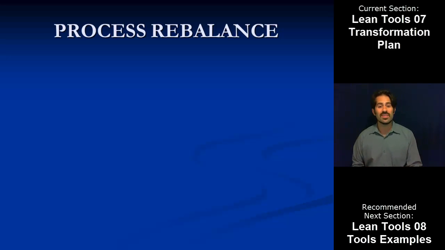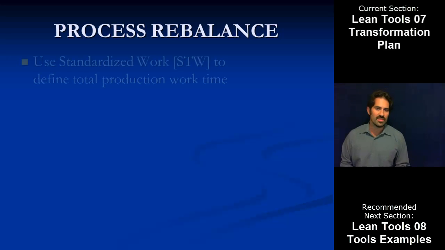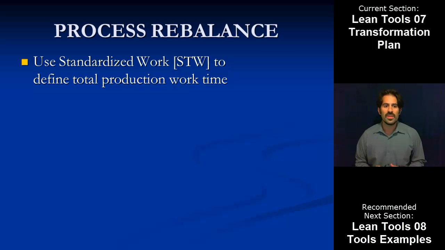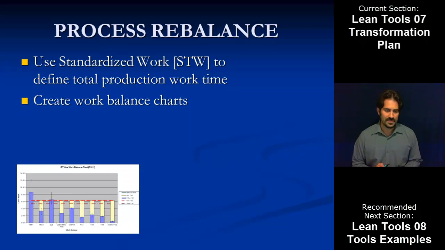Now to continue moving forward and to continue working towards our targets, the next step we want to work at is rebalancing our process. And this is where we start getting into some of the waste elimination efforts. And so what we want to do with this is we want to use our standardized work. This is part of the reason why we create it. And using that standardized work, which tells us the amount of value add being done in each process, we can find the total amount of time it takes to create our product from start to finish.